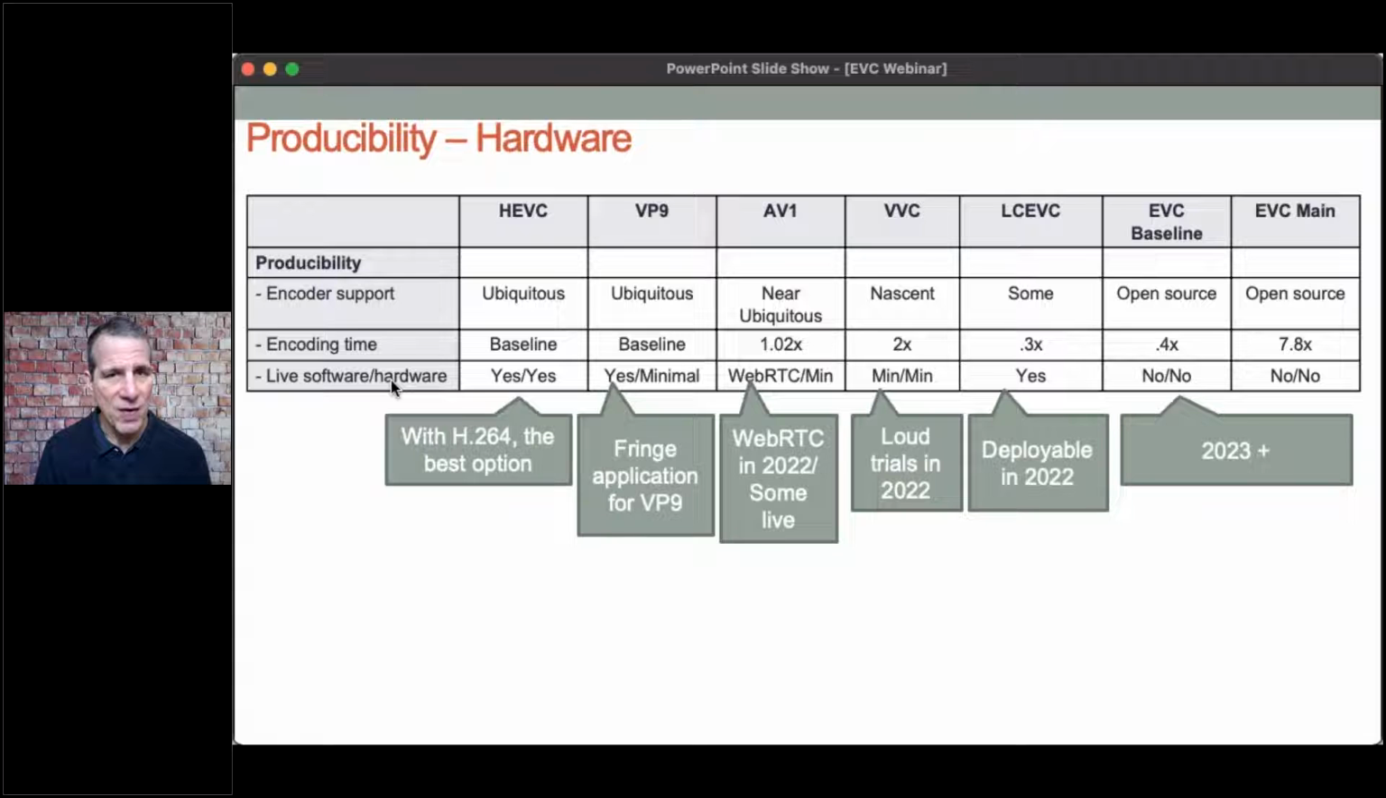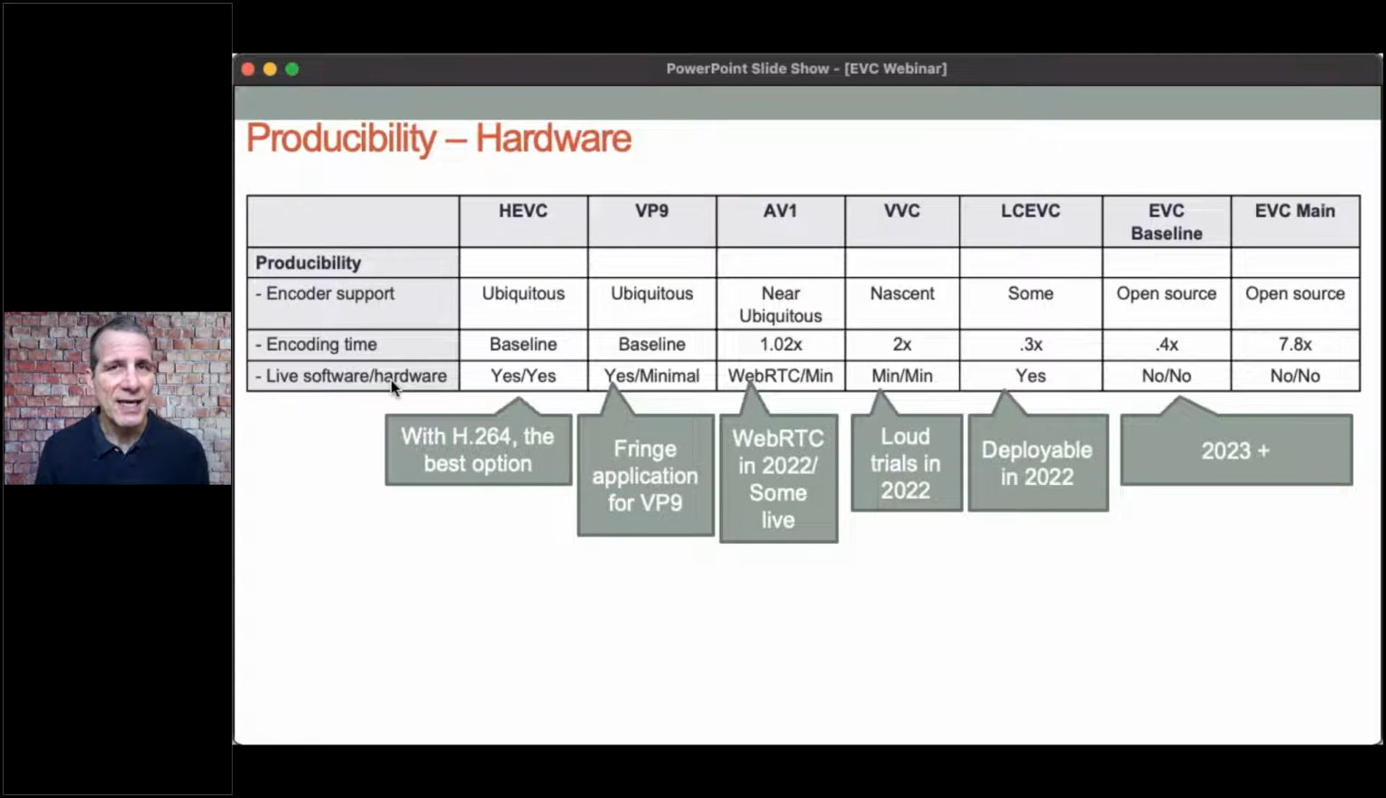and I think you'll start to see some live video as well. I think VVC is going to be hindered by the playback side more than the production side, but I'm sure you'll see a lot of loud trials, meaning highly touted events that really don't amount to real-world implementations until the 2023, 2024 timeframe. I think LCEVC is deployable anytime. It's already being deployed in some live applications, certainly contribution.